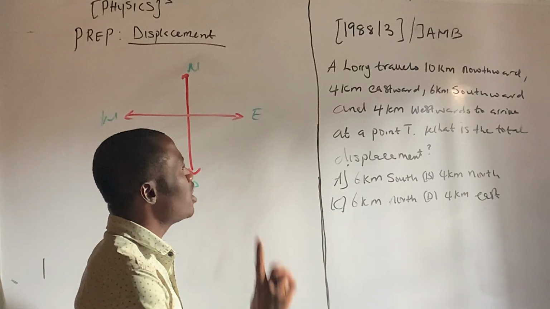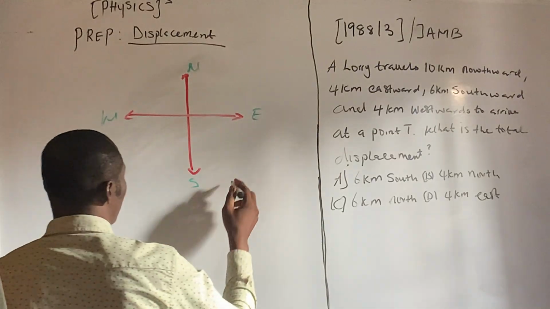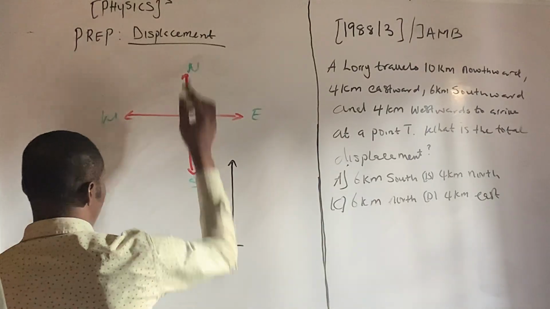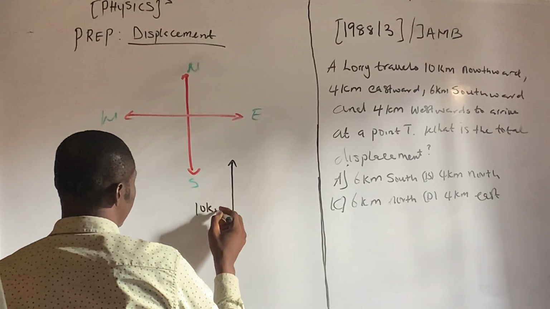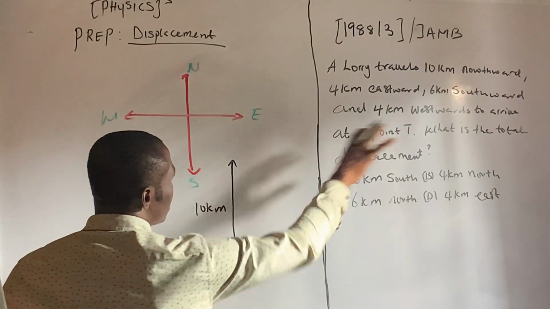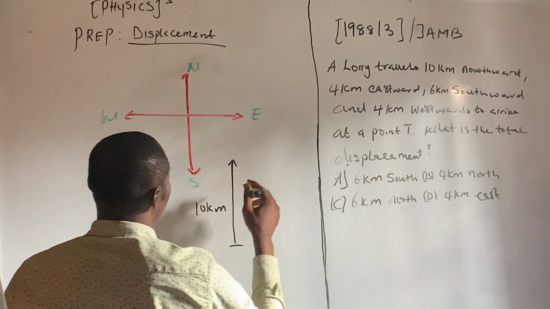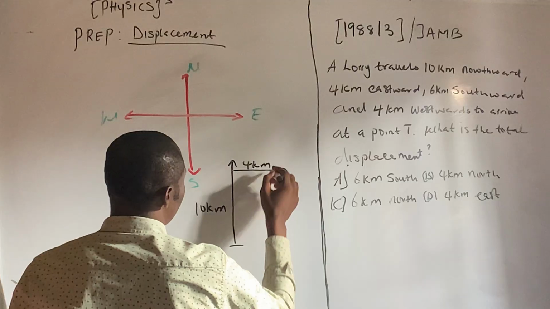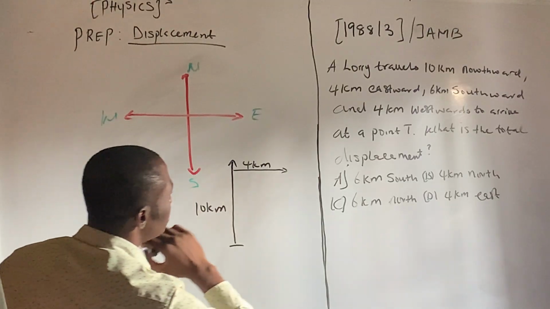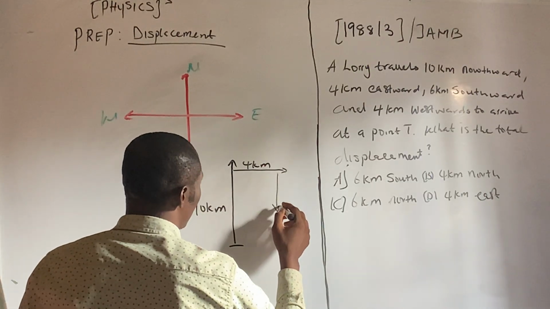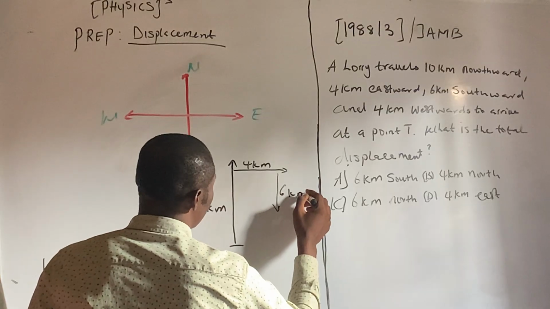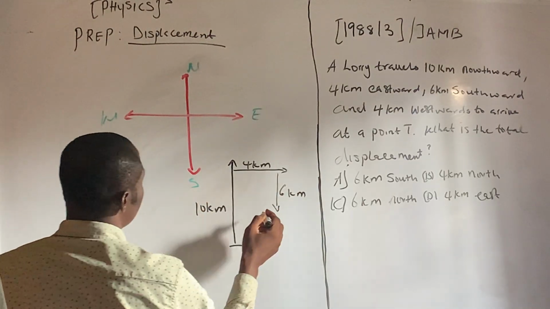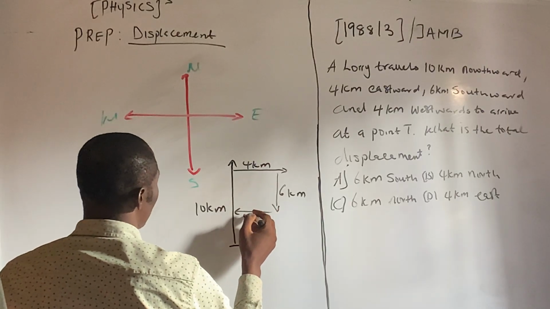He moves 10 kilometers to the north. That means it's moving towards this direction, 10 kilometers to the north. So this is 10 kilometers. And then it moves to the east, 4 kilometers. So this is 4 kilometers to the east. And then to the south, 6 kilometers. And then it moves again to the west, 4 kilometers.